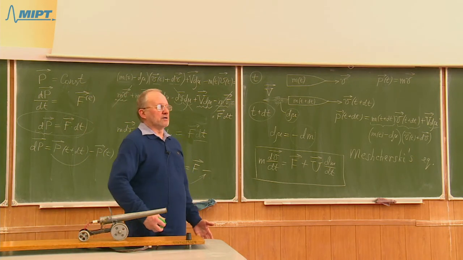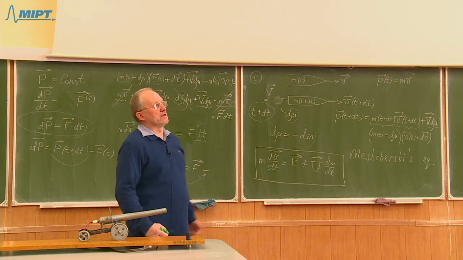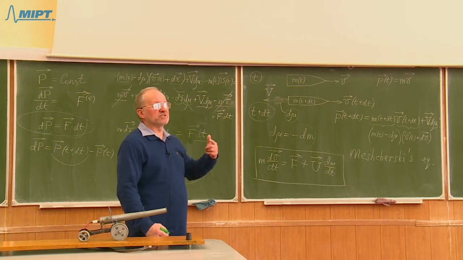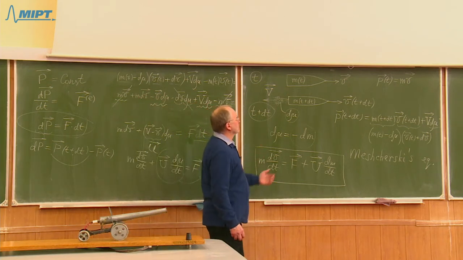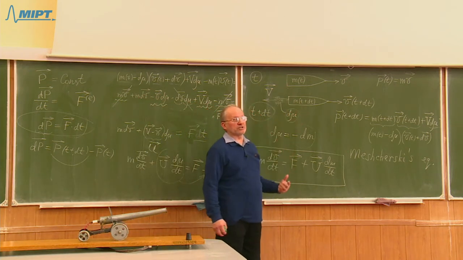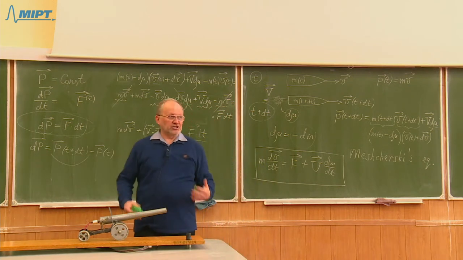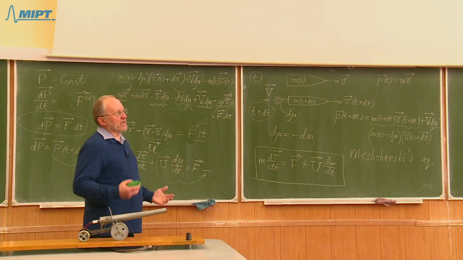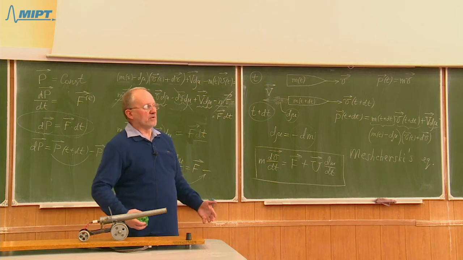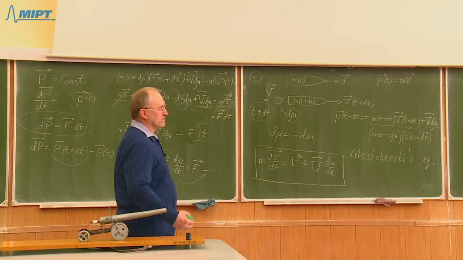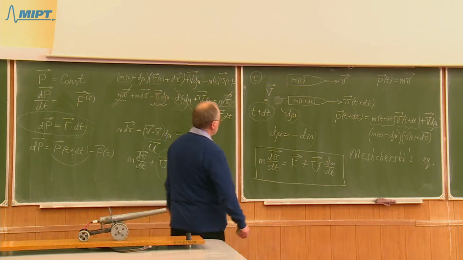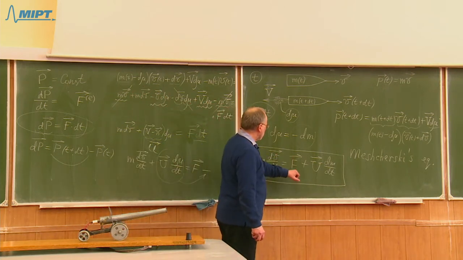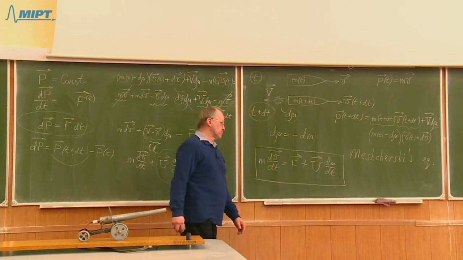So the motion of a droplet during the rain in the atmosphere is the motion of a body with variable mass, because the mass of the droplet changes. And Meshchersky considered such a general case when any body moves with variable mass. The body with variable mass moves under the action of some external forces.